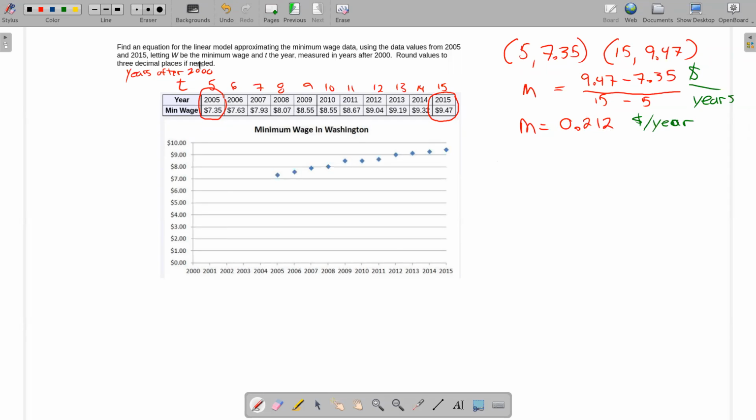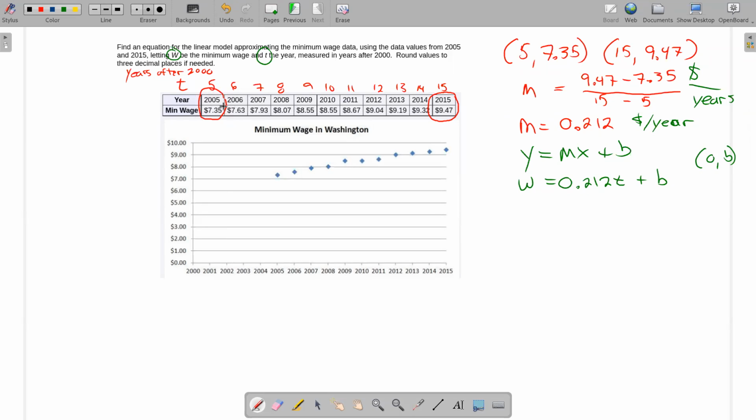Now we want an equation. I like y equals mx plus b. Instead of a y, they want us to use a w. We just calculated m as 0.212. Instead of an x, we're using a t. And then we got to figure out what b is. So b is the starting value. What does starting value mean? That means what is the point 0, b? Do we have a t equals 0 in the table? The answer is no. So we got to find it.